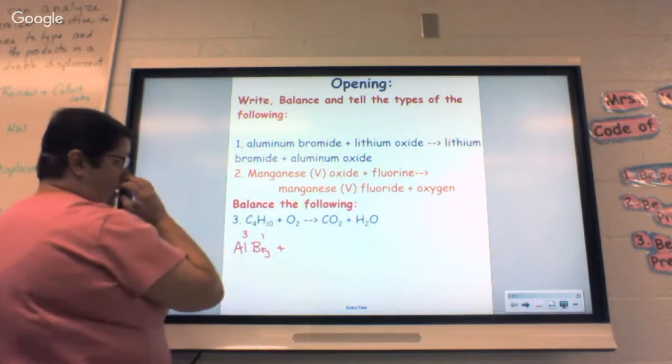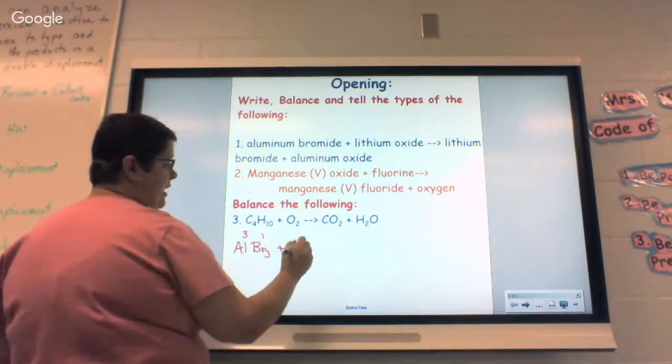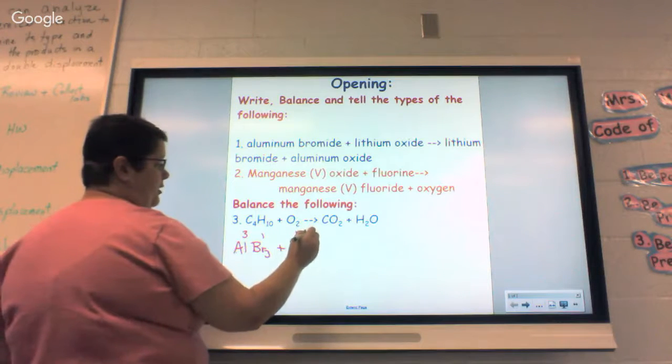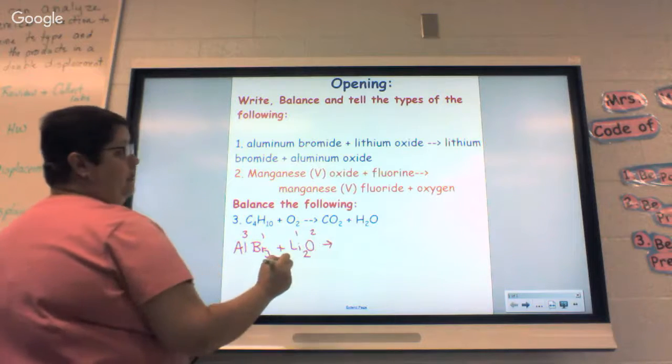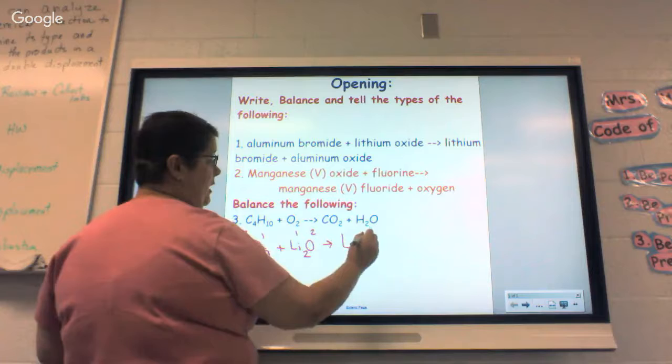Plus, lithium oxide is a what? Li, and O is a compound, so we're going to look up the oxidation number. So a 1 and a 2, bring our 1 down, bring our 2 down. Again, lithium bromide is a compound, so I'm going to look up the oxidation number.